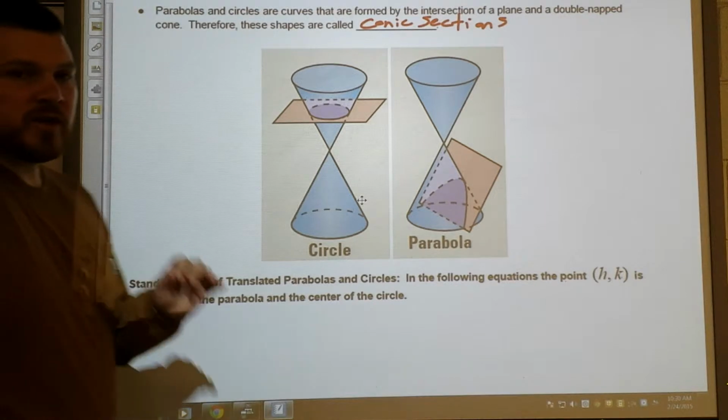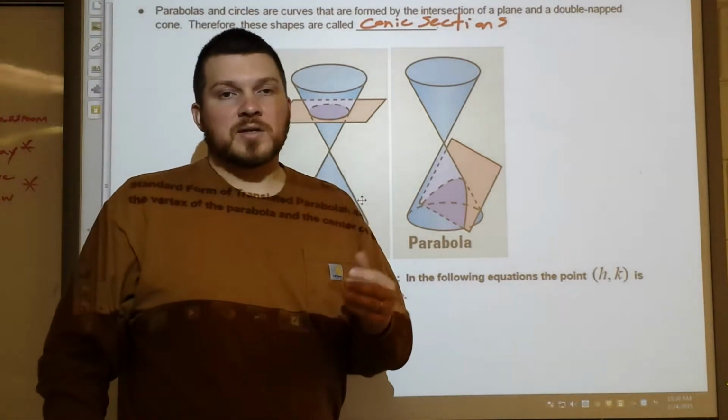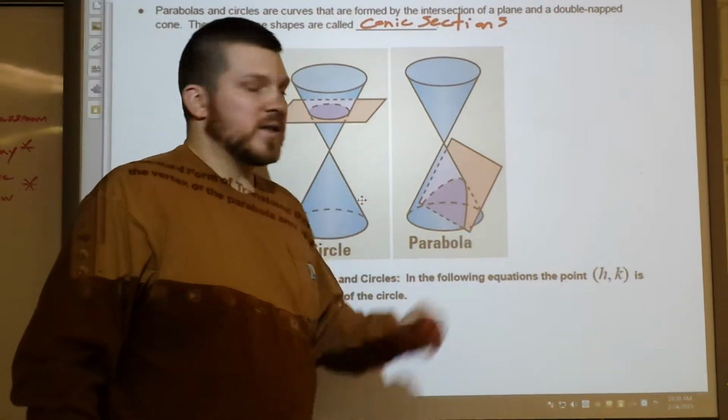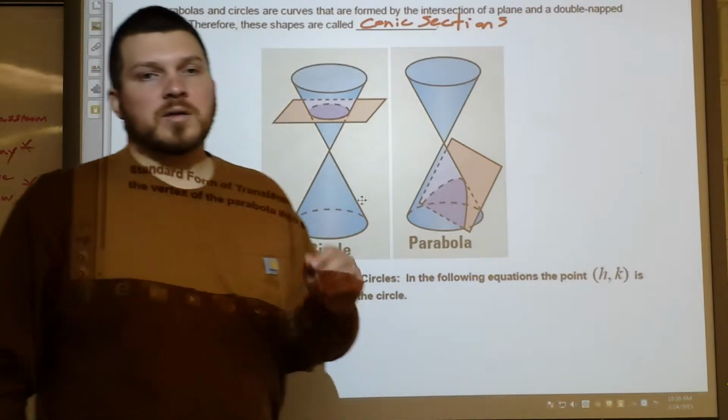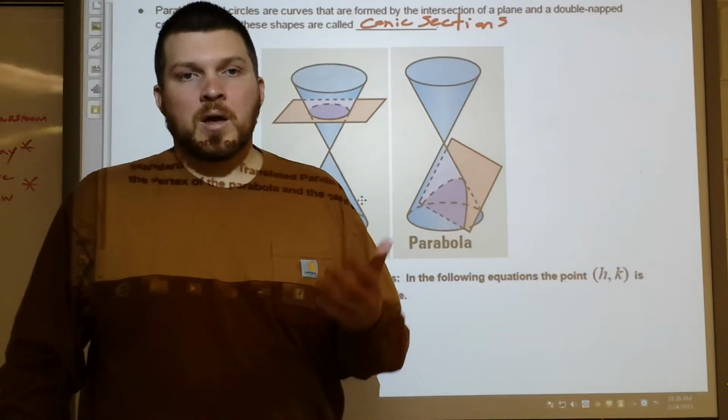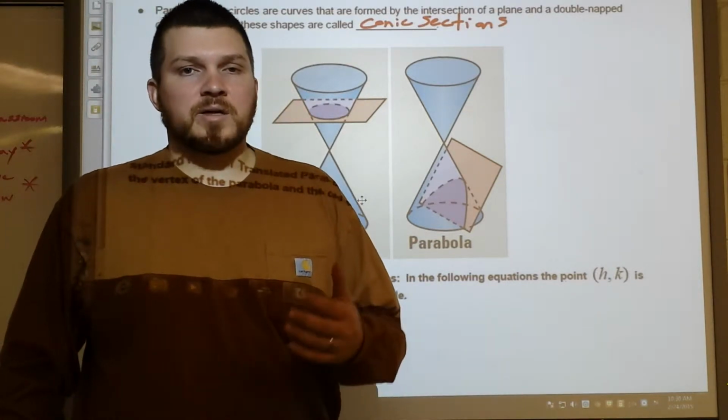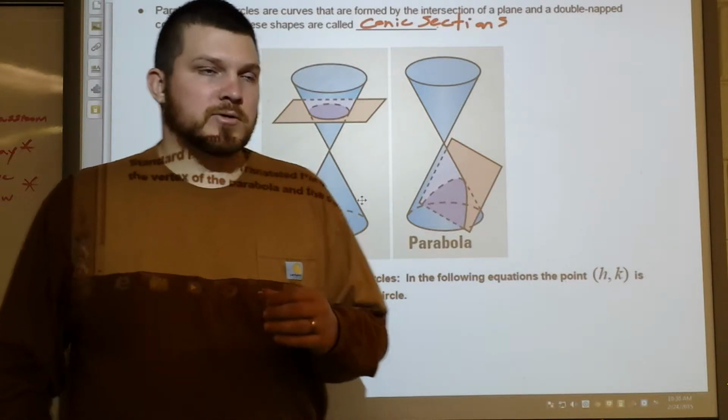In the previous videos, when we talked about parabolas and circles, we used the point h, k to represent the vertex and the center. We're going to do the exact same thing here. The only difference is we're not going to be stuck at 0, 0.